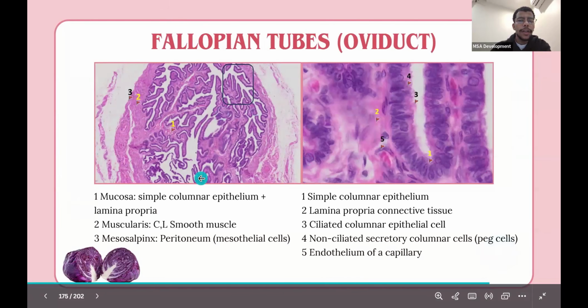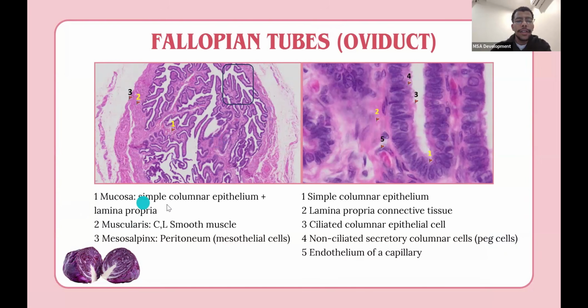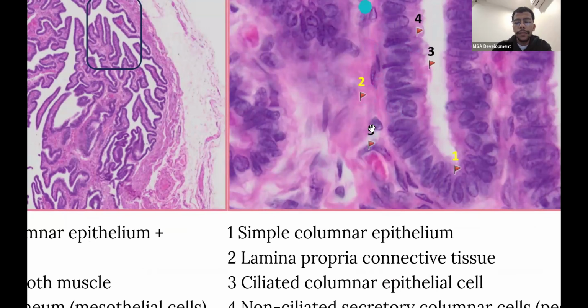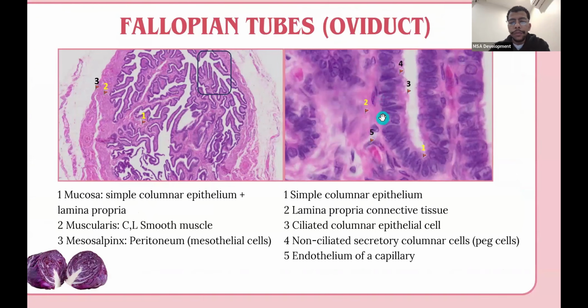Then we have fallopian tubes. Now, how can you identify these? To me, they look like red cabbage, if you guys can see it. So red cabbage, fallopian tubes. Obviously, it has a mucosa, which is from simple columnar. Can you guys see? Simple columnar. All right. And then lamina propria here, right below it, of connective tissue.